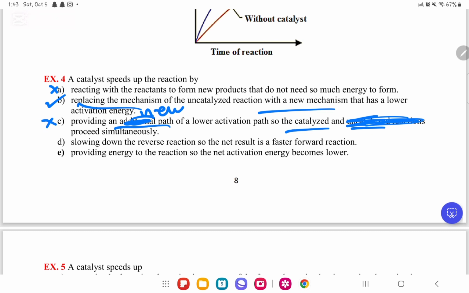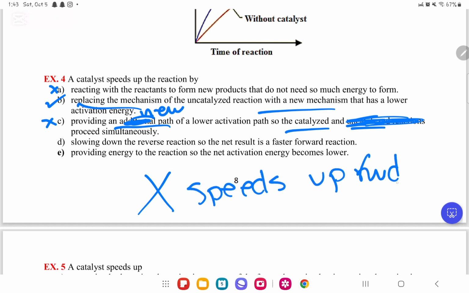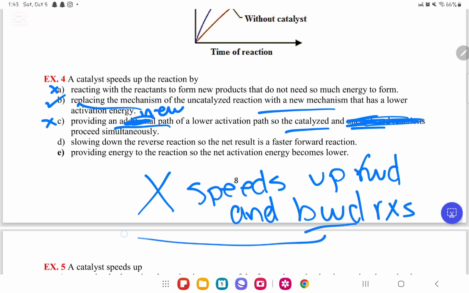A catalyst speeds up the reaction by slowing down the reverse reaction so that the result is a faster forward reaction? No. We said that a catalyst speeds up forward and backward reactions. The backward means reverse in this case. So you do not slow down, you are speeding it up. So D is wrong. And now finally, providing energy to the reaction so that the net activation becomes lower.